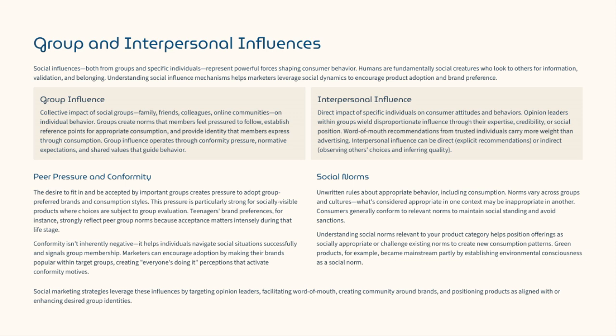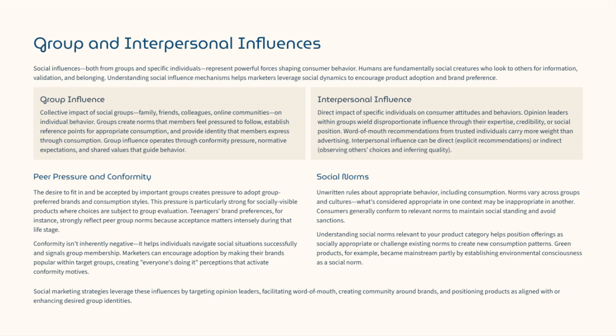Then there's group influence, which involves the collective impact of social groups, such as family, friends, colleagues, or online communities. These groups create norms that members feel pressured to follow and establish reference points for what's appropriate to consume. They also provide a sense of identity expressed through consumption. Group influence operates through conformity pressure, shared values, and normative expectations, guiding individual behaviors in subtle but powerful ways.